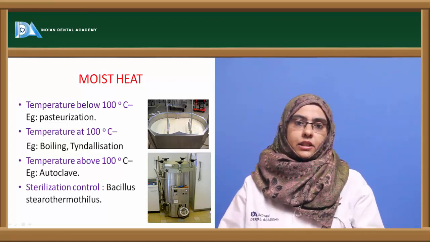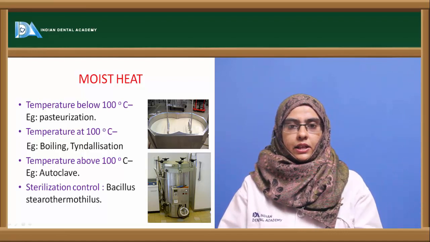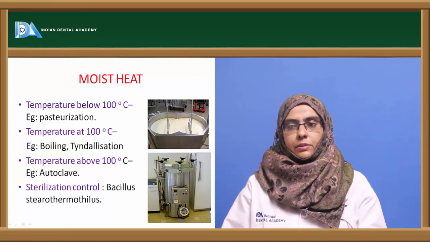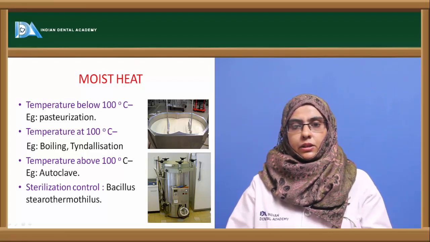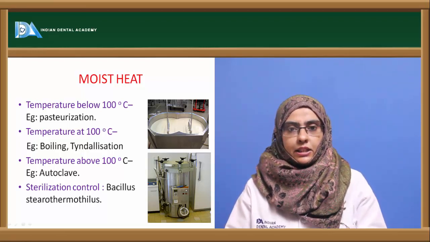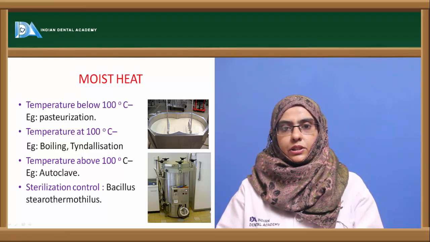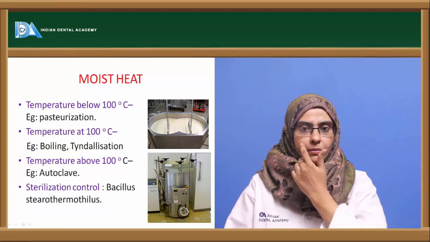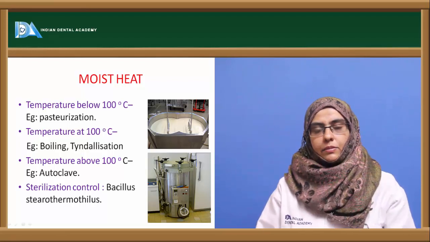And the sterilization control, as we have seen in dry heat sterilization where Clostridium was used as an indicator organism, here we have Bacillus stearothermophilus, which is the most heat resistant microorganism producing spores. So if this organism is killed, that means all other organisms can be killed. So here also we can do the same thing.